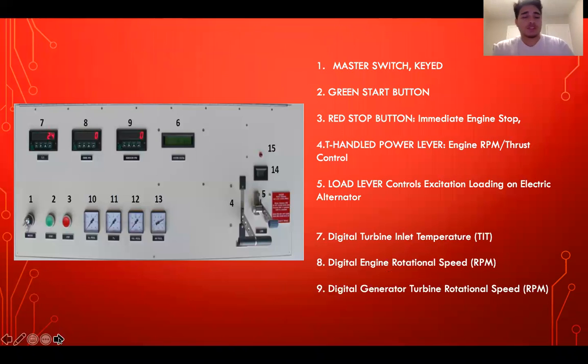Our operational system consists of number 1, our master switch that's keyed. Number 2, our green start button. Number 3, our red stop button. Numbers 7, 8, and 9 are our digital displays. Number 7 displays our temperature inlet for our turbine. Number 8 displays our engine rotational speed. And number 9 displays our generator turbine speed. And number 4 is our T-handled power lever, which is our thrust control. And number 5 is our load lever, which is also our brake.